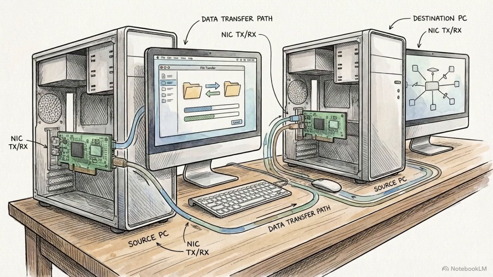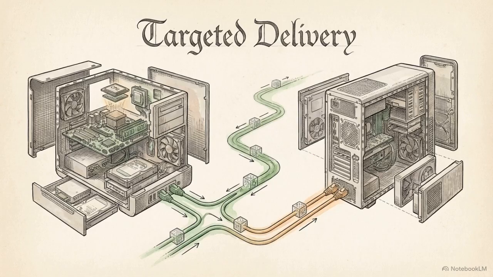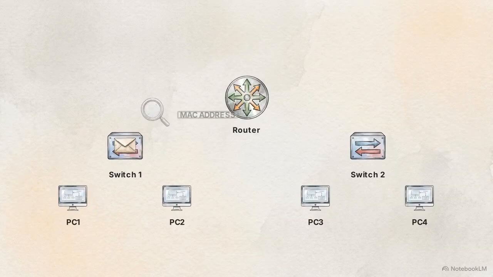If PC1 sends a file to PC2, the network has to ensure that data is delivered to the correct recipient without shouting it to every other computer in the building. This process is known as Layer 2 bridging. When the packet hits the switch, the hardware registers the unique physical MAC address of the destination device and forwards the data exclusively to that specific port.